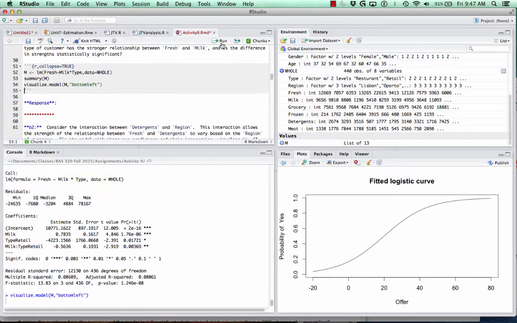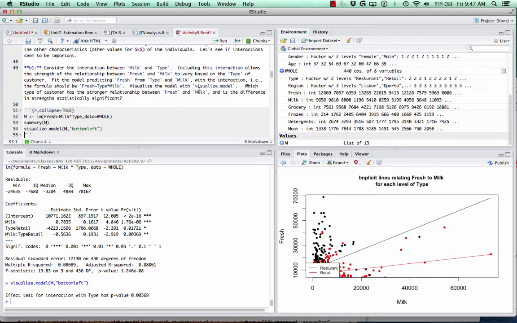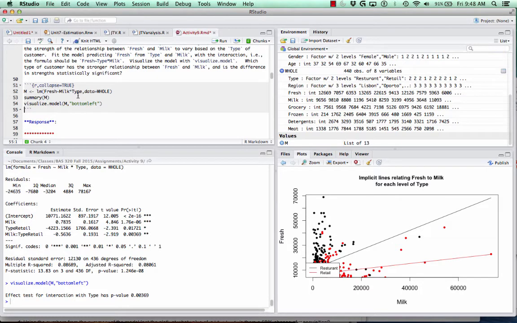Okay, so let's look at the picture first. And what are we asked here? Which type of customer has the stronger relationship between fresh and milk? All right, well, here's the relationship between fresh on the y-axis and milk on the x-axis here. And here are the implicit regression equations for restaurant customers in black and retail customers in red. So by putting in that interaction, we allow the strength of the relationship between the types of customers to potentially be different. And we do see that there looks to be a noticeable difference. It looks like the slope for the restaurant customers is noticeably farther away from 0, implying a stronger relationship than for retail customers.